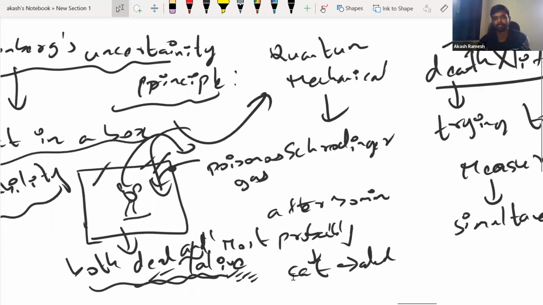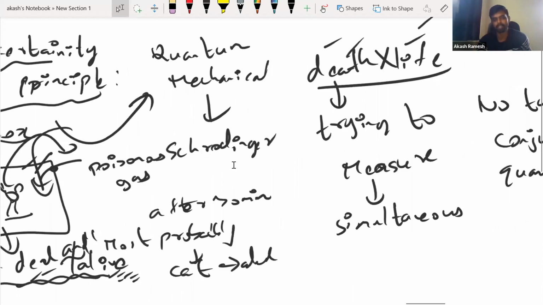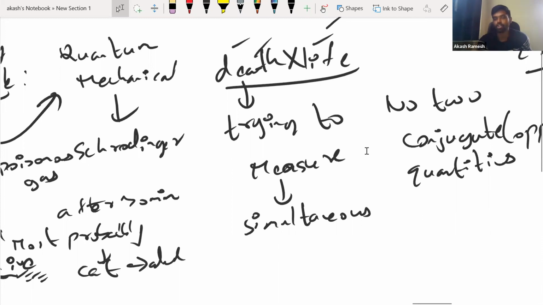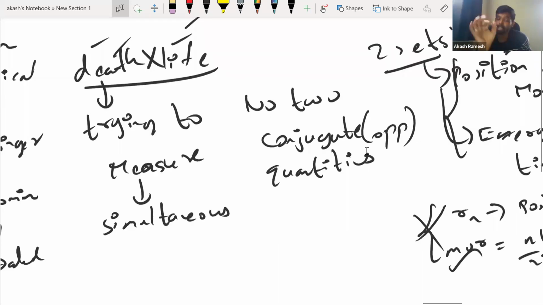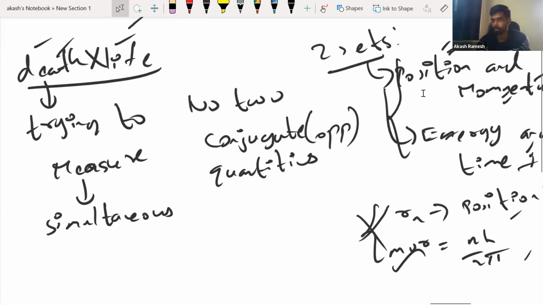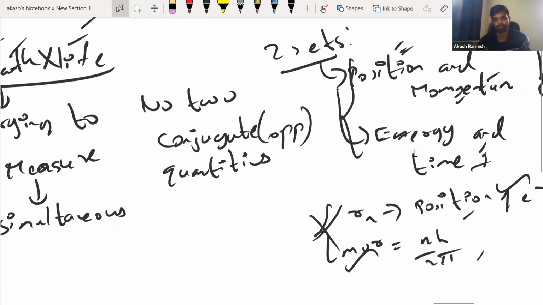So what Heisenberg said is that no two conjugate quantities can be measured with 100% accuracy if you measure them simultaneously. At the same time, you try to measure two conjugate quantities. Conjugate means opposite quantities, right? So if you try to do that, you are always going to have some error. And in physics, we have two sets of conjugate quantities. One is position and momentum, another is energy and time, right?